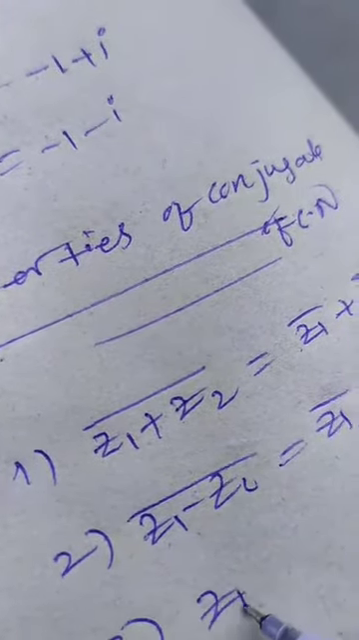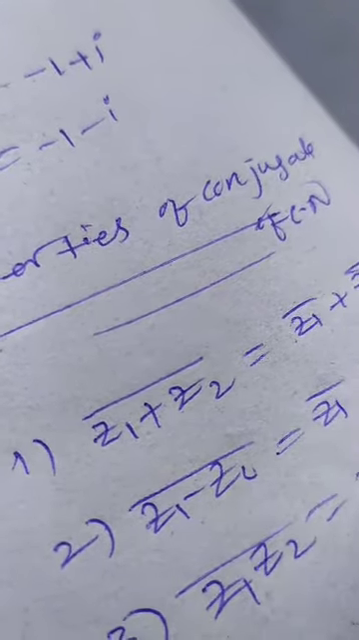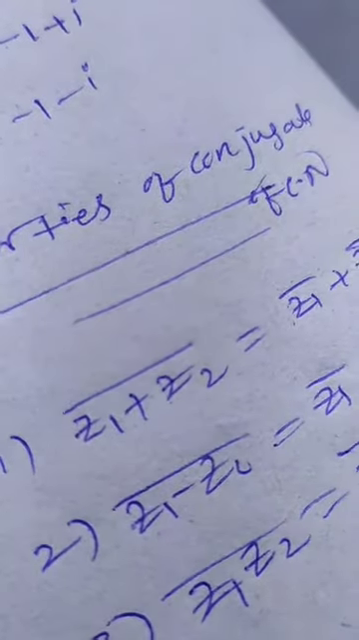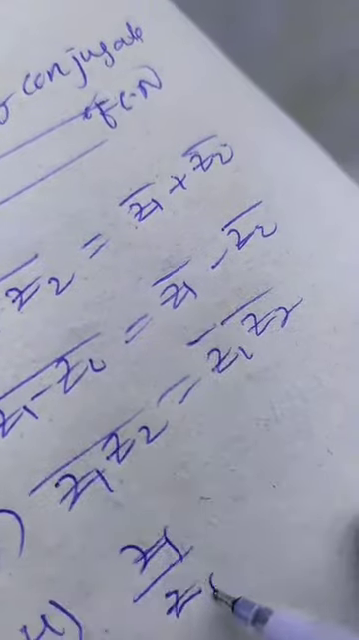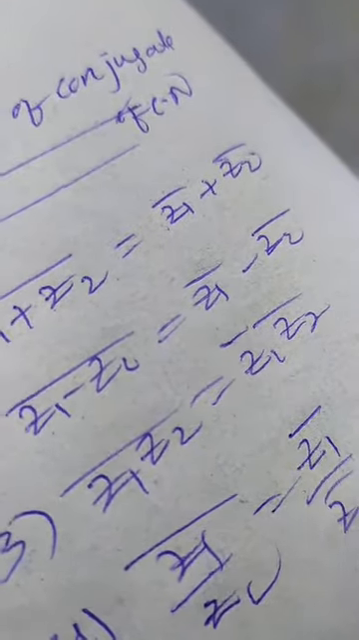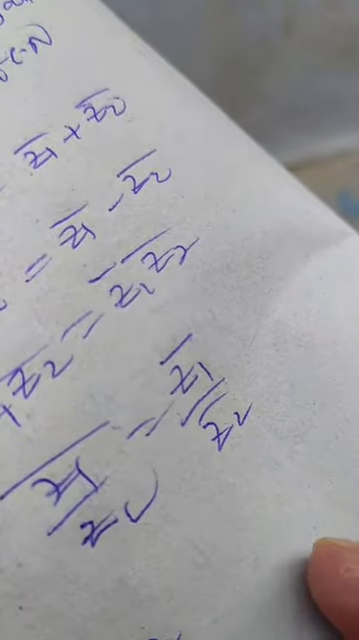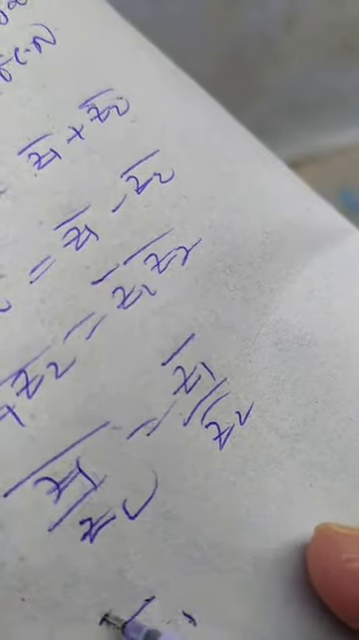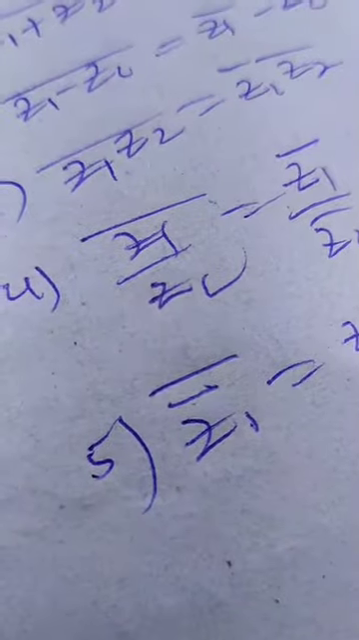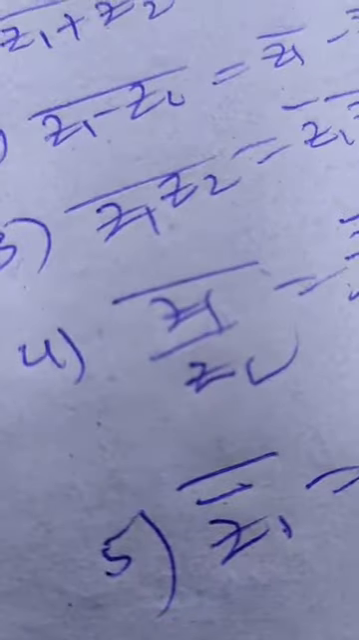Third property: if z1 and z2 are multiplied, then you can separate the bar as z1 bar into z2 bar. Fourth, z1 by z2 whole bar, you can separate as numerator bar and denominator bar, z1 bar by z2 bar. Fifth, z1 bar whole bar is equal to z1. The conjugate of the conjugate number gives again the same complex number, right?